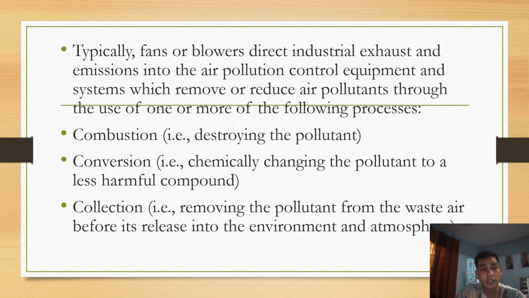Typically, fans or blowers direct industrial exhaust and emissions into the air pollution control equipment and systems, which remove or reduce air pollutants through the use of one or more of the following processes: combustion, for example destroying the pollutant; conversion, chemically changing the pollutant to a less harmful compound; and collection, removing the pollutant from the waste air before it's released into the environment and atmosphere.